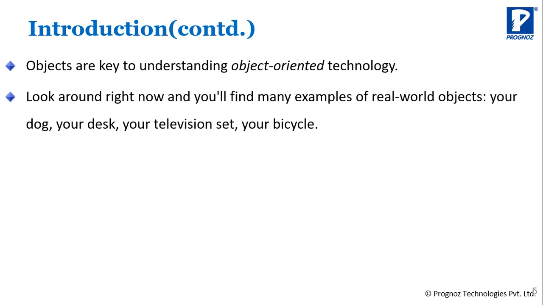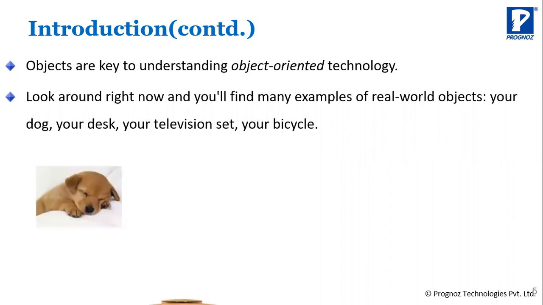Look around your world. You will find so many objects in real life examples. You'll get your dog, desk, television, mobile, bicycle. So many things you will get in front of you. These are nothing but objects in the real world. Everything in the world which you are looking at is called an object.